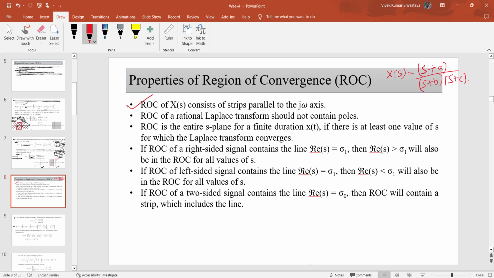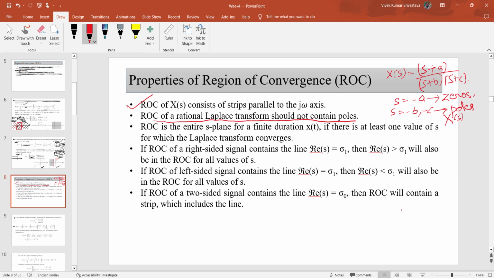Okay, so here s is equal to minus a denotes the zeros, whereas s is equal to minus b and minus c are the poles of X of s. Here the second property states that the region of convergence should not contain any poles.